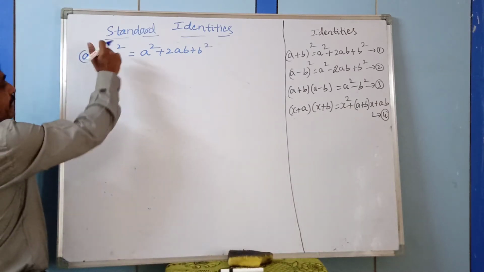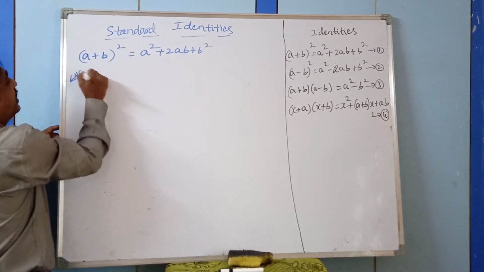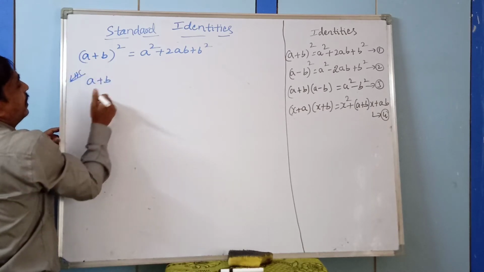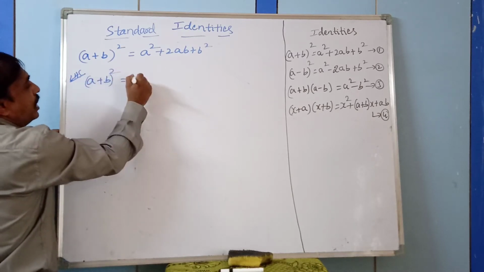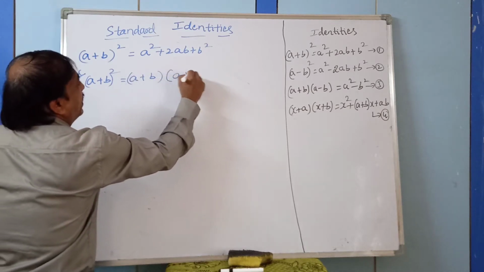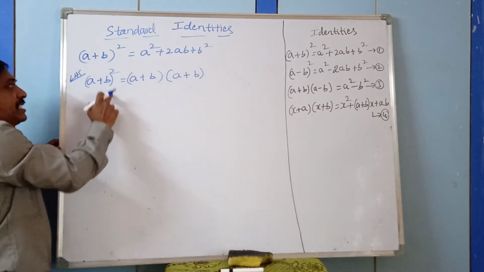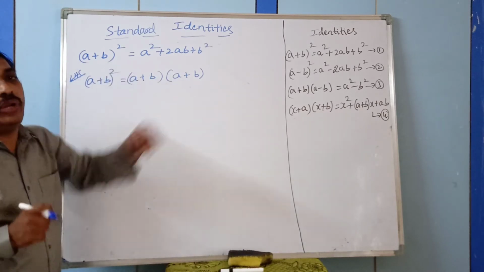Similarly, (a plus b) whole square. Observe it, I am taking the LHS part. (a plus b) whole square means what? (a plus b) into (a plus b). How many times do we have (a plus b)? Whole square means (a plus b) into (a plus b).